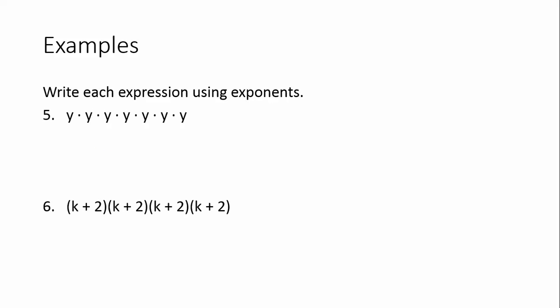We can also do the same thing, write the expression using exponents, when we have variables. So essentially you're just counting how many times the variable is being multiplied together. So y times y times y times y times y times y times y, that's y to the 7th power. We can also use an expression like k plus 2. We have k plus 2 being multiplied 4 times. So it's k plus 2, keeping it in parentheses, to the 4th power.